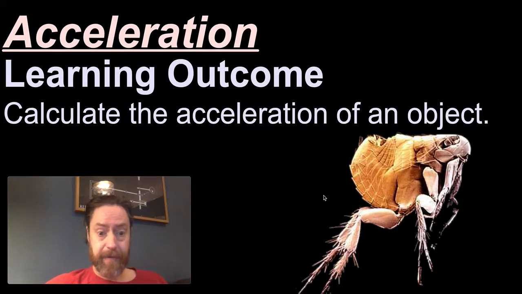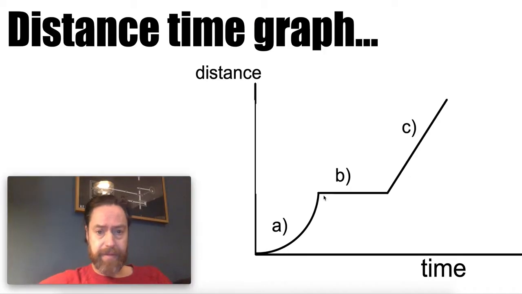Anyway, let's move on. So last time I asked you to look at displacement or distance time graphs. I've got an example here. I've got a distance time graph and three things are happening. I've got section A here, section B and section C. Can you just pause this for a second and write down what you would say was happening at each stage?